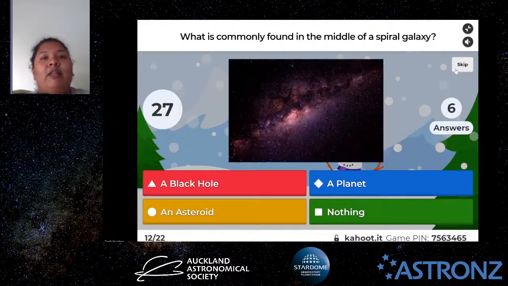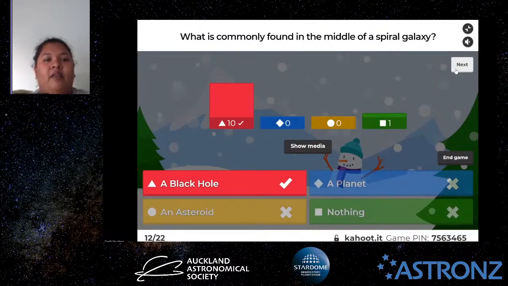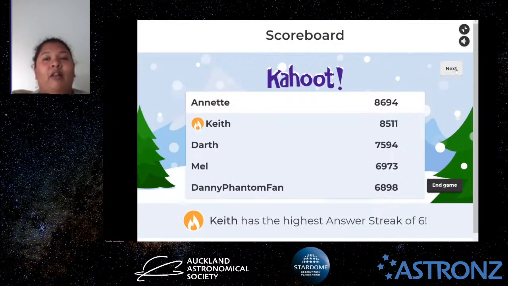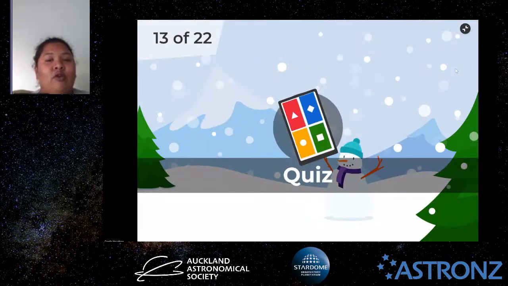So what is commonly found in the middle of a spiral galaxy? Now, this is based on, I'm pretty sure if you've heard some of Chris Benton's Intro to Astronomy talks, this should be something that would be pretty easy to pick up on. Good job. It is a supermassive black hole that we've got in the middle of our Milky Way. Great work, guys. We're still holding the same positions on the scoreboard.